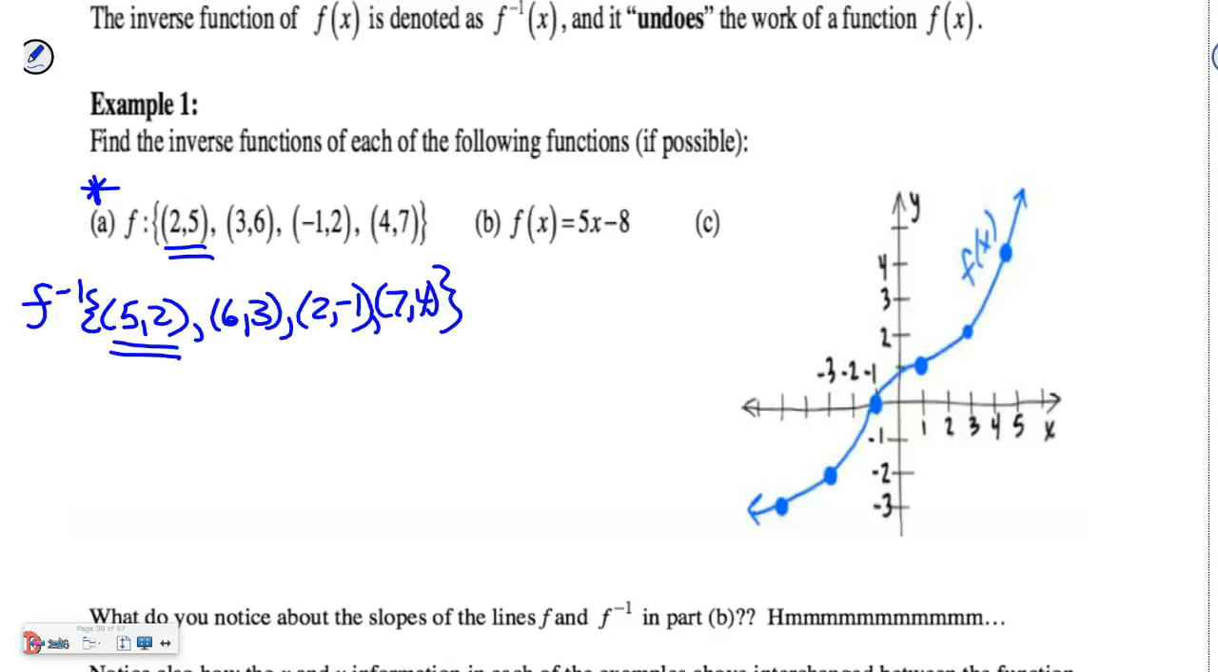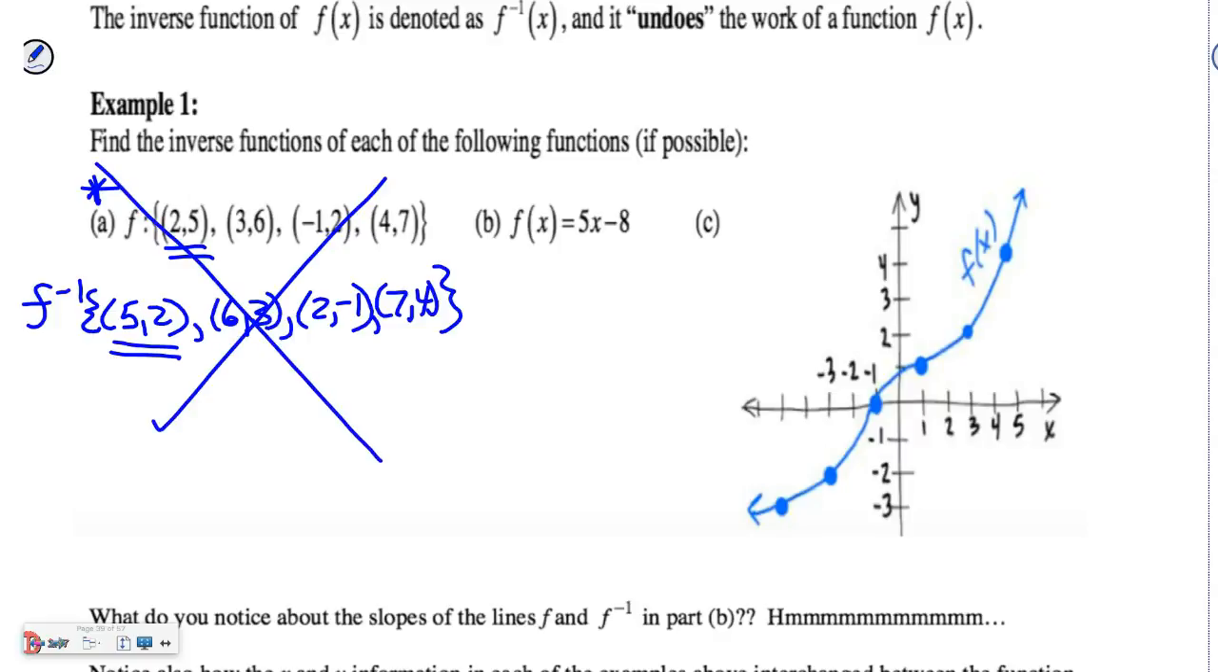Those are called corresponding points, and that's super important. You're going to have to find a pair of corresponding points. So if you know 3, 8 is on the inverse, the original had to have 8, 3. That's going to be important for you. I won't, though, have you write this out. That's just for you to see that.